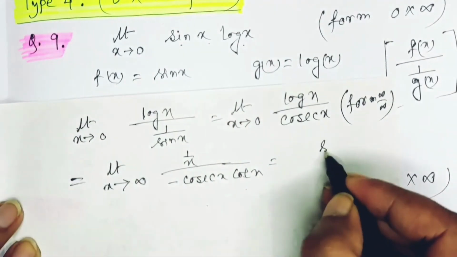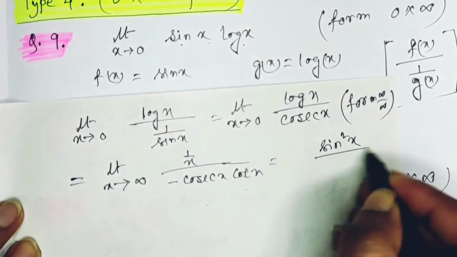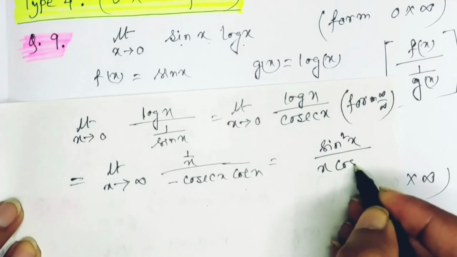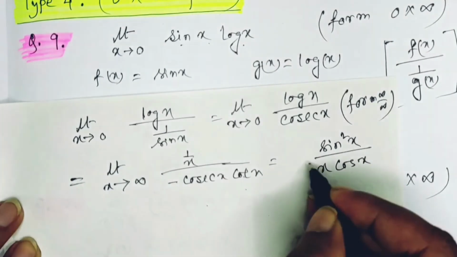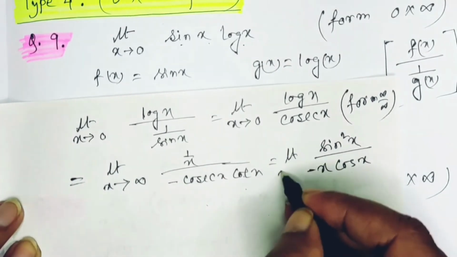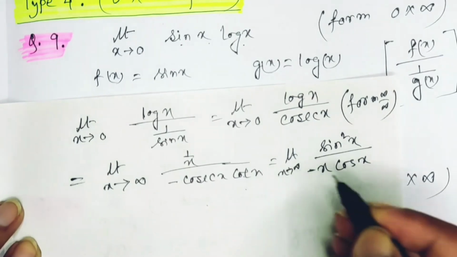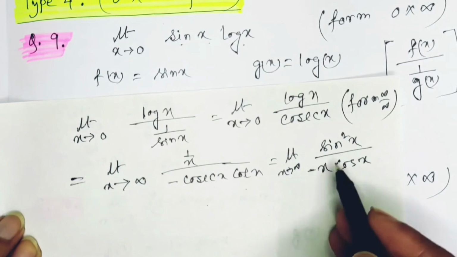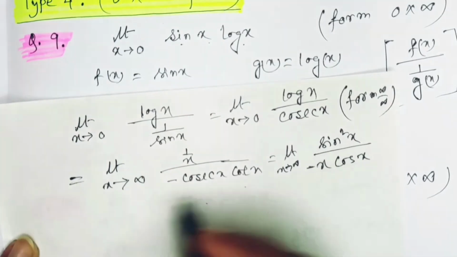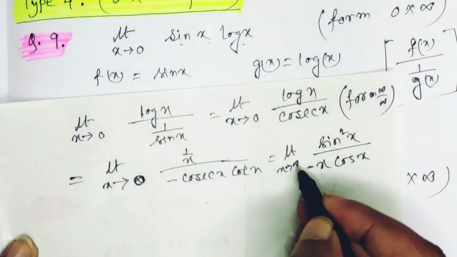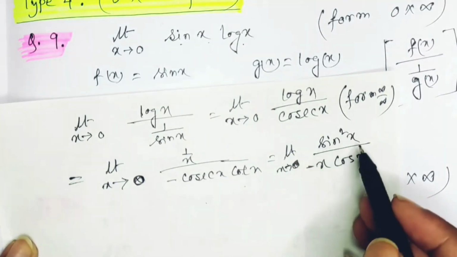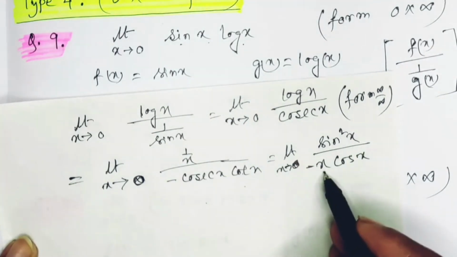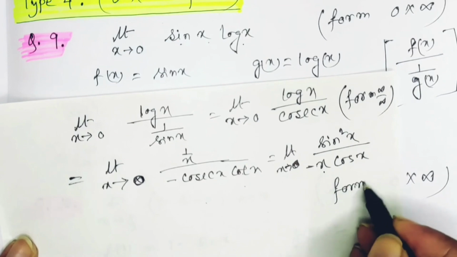It is sine square x divided by x into cos x. Here the minus sign is there, and the limit x tends to infinity is also given. Now if we substitute the value, it is 0. The limiting value is given as 0, not infinity. So sine 0 is 0, cos 0 is 1, but here it is 0. So this is again in the form of 0 by 0.